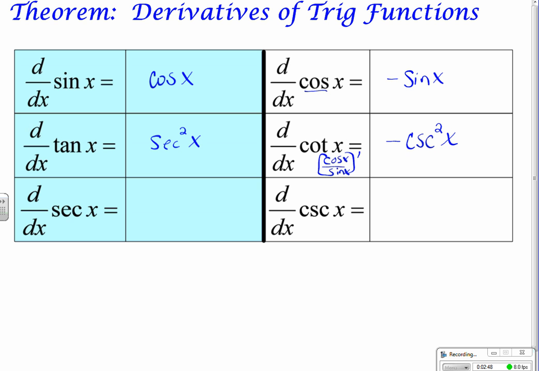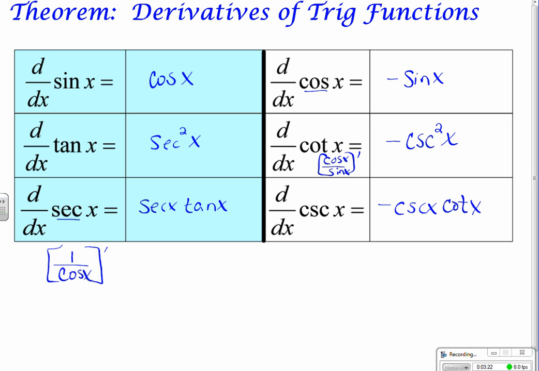Finally, on the last one here, our bottom row, the derivative of secant is secant x tan x. You could discover that if you went and converted secant to 1 over cosine and then used your quotient rule to come up with the derivative. Cosecant turns out to be negative cosecant x times the cotan of x. Make sure I got all those right.